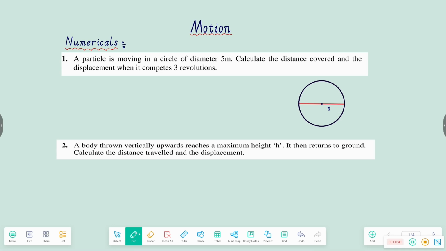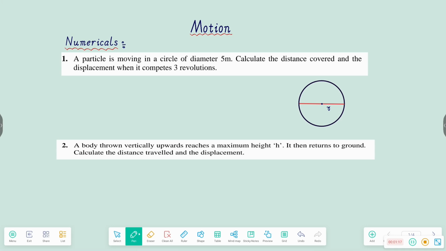If you see the first question, it is about a particle moving in a circle of diameter 5 meters. Calculate the distance covered and the displacement when it completes 3 revolutions. So let us discuss how to find the distance first. Hope all of you know what distance is and what displacement is. Distance is the actual path, the actual length of the path. Displacement is the shortest distance between the initial point and the final point.